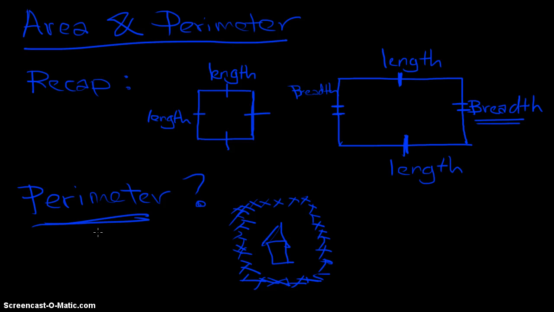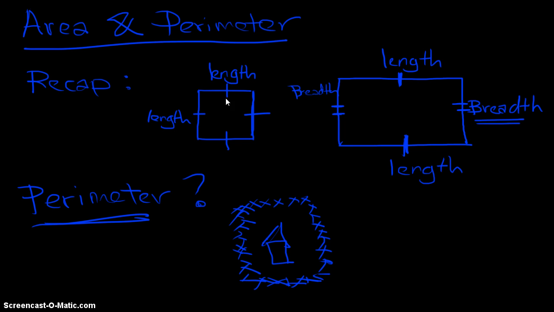Okay, area and perimeter. I'm going to start this off by doing a recap of what a square is and what a rectangle is. For a square, you remember that all sides are the same, right? We learned this in a previous lesson. A square has four equal sides, indicated by this line here.